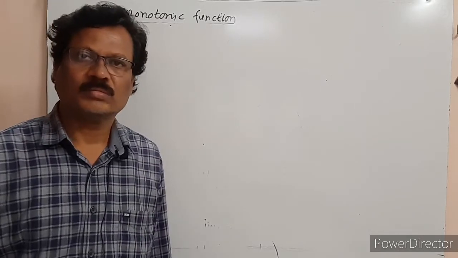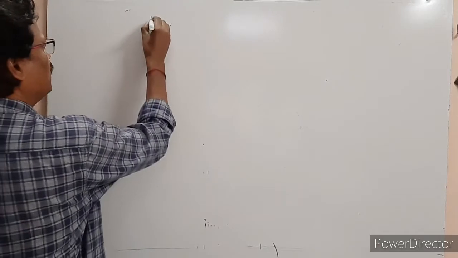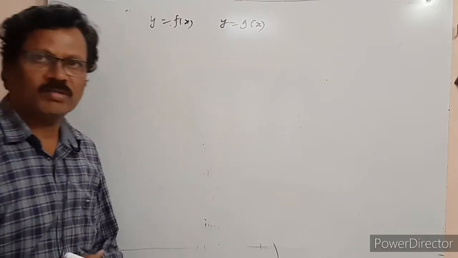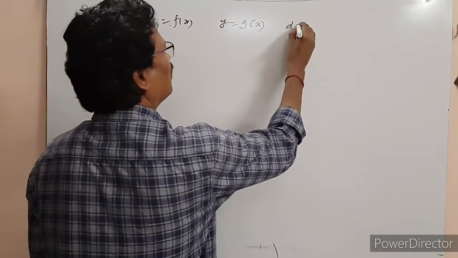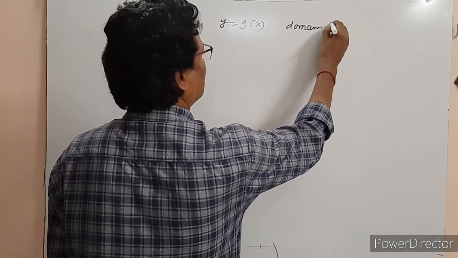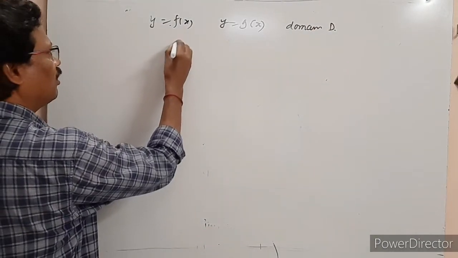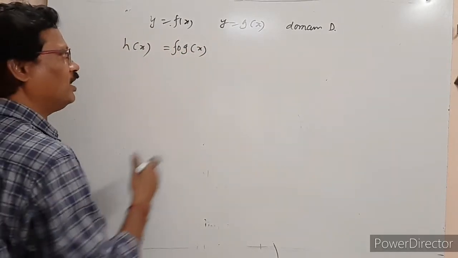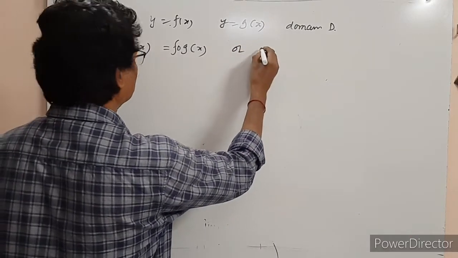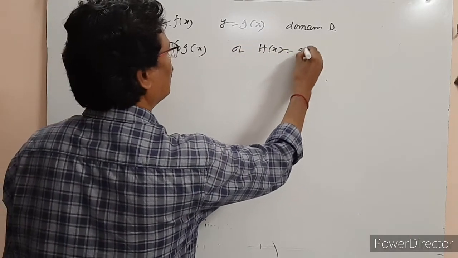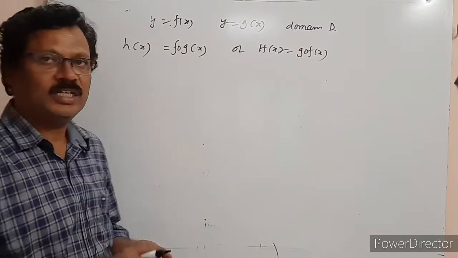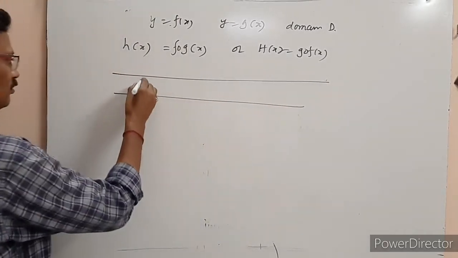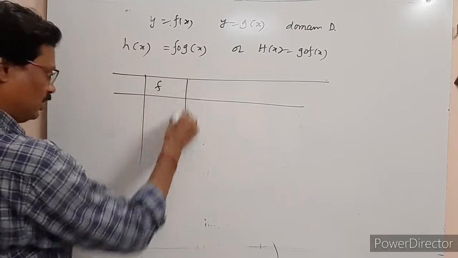Now let us see the composite function. y is equal to f of x and y is equal to g of x are given. Both have the same domain. What about the composite function? This is h of x equal to f circle g of x, or capital H of x equal to g circle f of x. Now let us see the table here. That table I am writing. This is f of x, this is g of x.